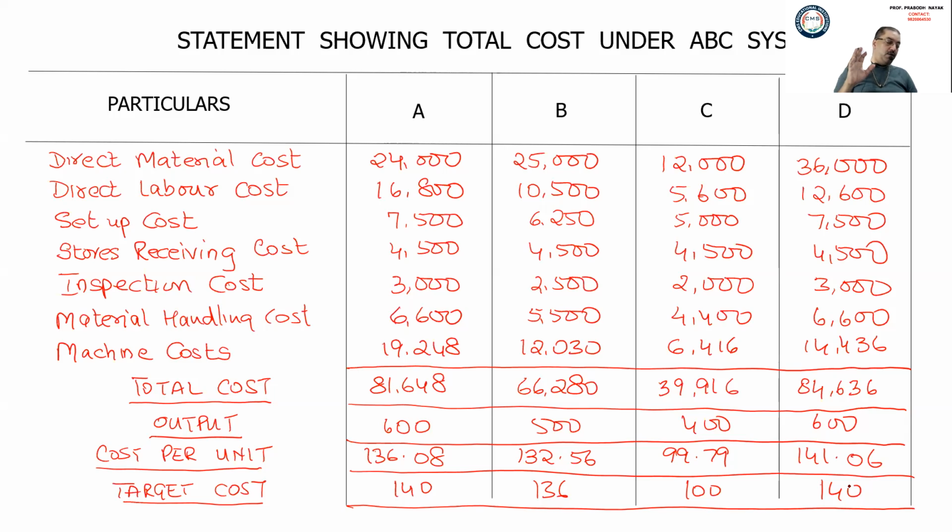But for product D, the actual cost is more. Therefore, either the company should develop measures to reduce the total cost of D, or the company should redesign the product so that the overall cost of D comes down. First of all, try to reduce the cost of D. If that is not possible, then redesign product D so that the overall cost of D comes down and is below the target cost. Let us write down comments.